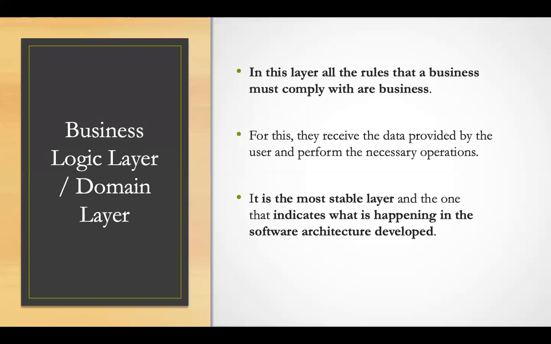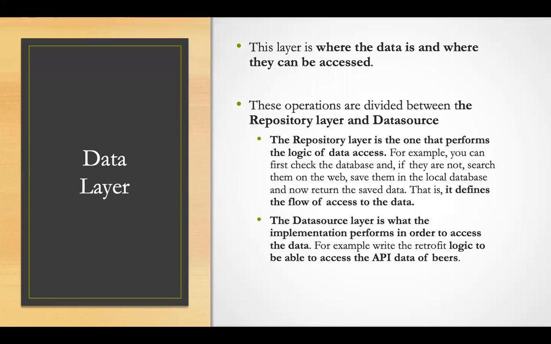The core layer, or the business logic layer, or the domain layer, is where all the rules of the business reside. This is the most stable layer, and this is the one that indicates what is happening in the software architecture which has been developed, and this is the least likely to change. The data layer is where the data is and where the data can be accessed.